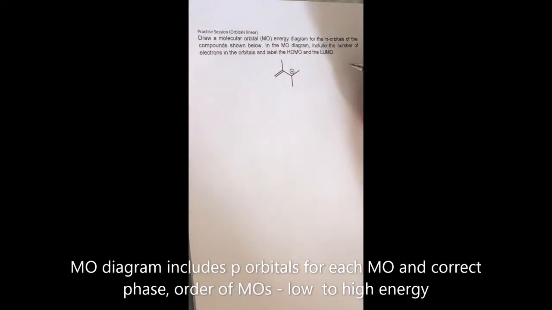We're just going through some typical problems you might get in an exam question. And the last question, if you look at the past papers from last year on the module which had conjugation in it, has a problem about molecular orbitals. So we're just looking at the pi molecular orbitals because the course is all about conjugation, which is about movement of pi electrons. So it says, draw a molecular orbital energy diagram for the pi orbitals of the compound shown below, and in the MO diagram include the number of electrons in the orbitals and label the HOMO and the LUMO.